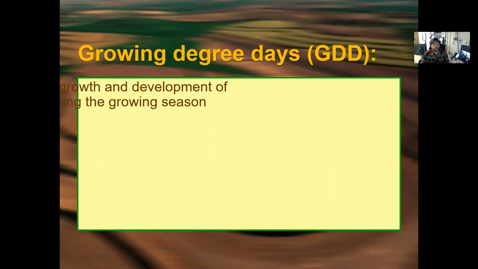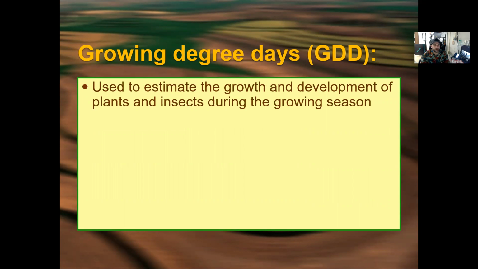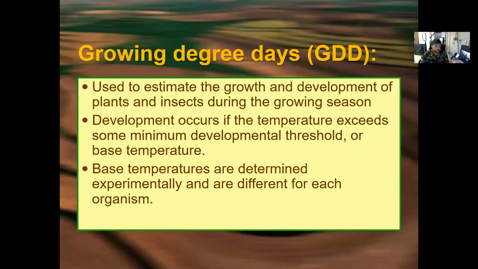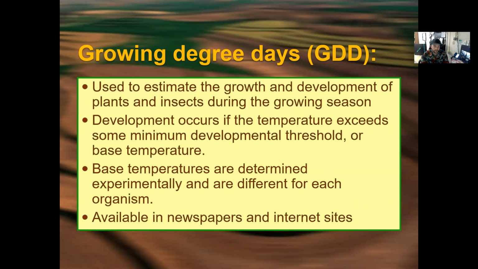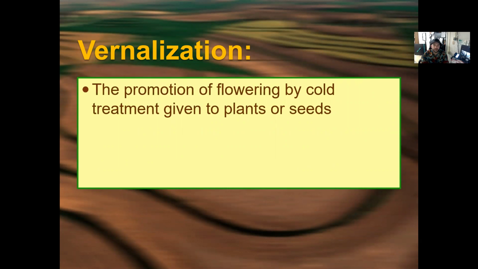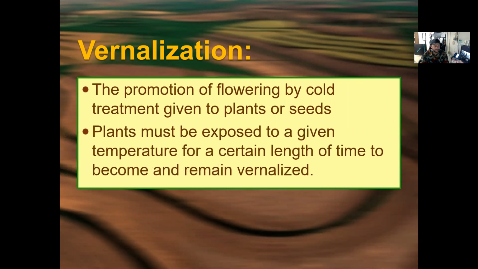GDD, which stands for growing degree days, is used to estimate the growth and development of plants and insects during the growing season. Development occurs when temperature exceeds some minimal developmental threshold or base temperature. Base temperatures are determined experimentally and are different for each organism, and available in newspapers and internet sites. So vernalization is the promotion of flowering by cold treatment given to seeds or plants. Plants must be exposed to a given temperature for a certain length of time to become and remain vernalized.